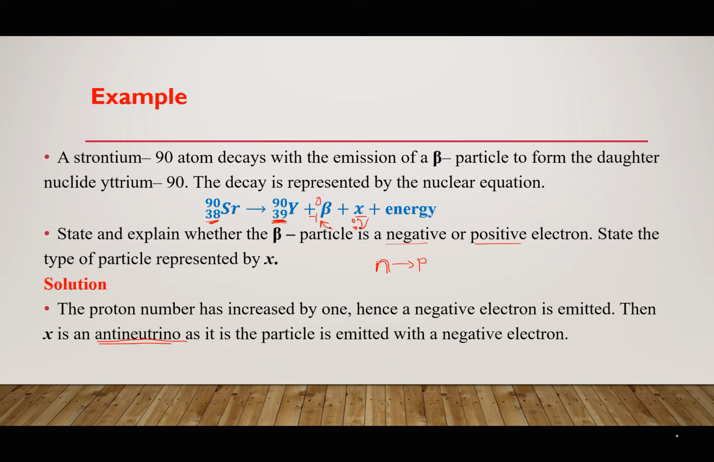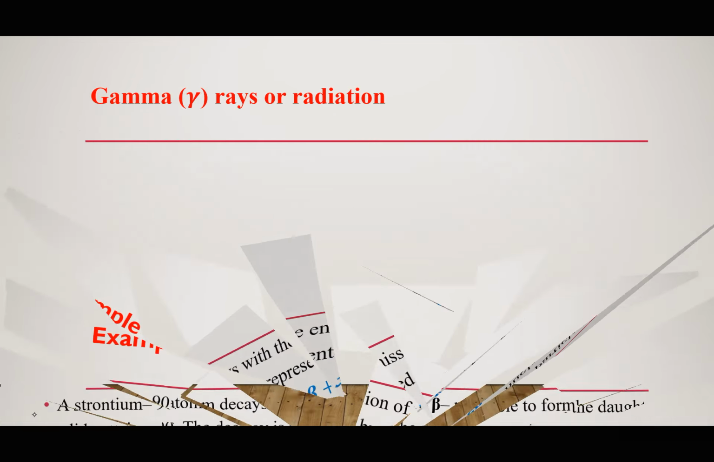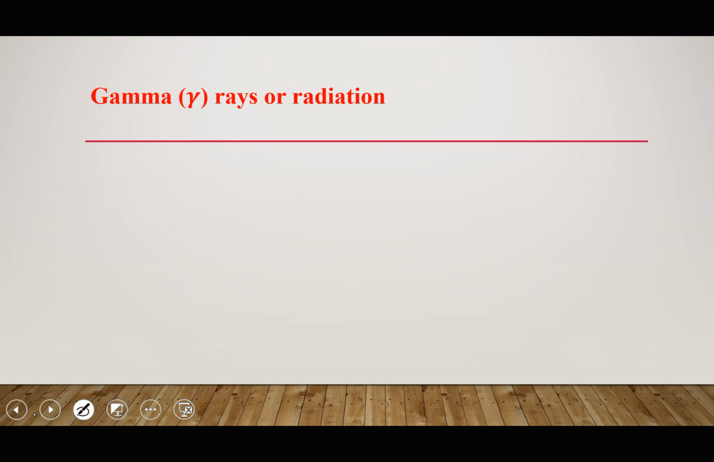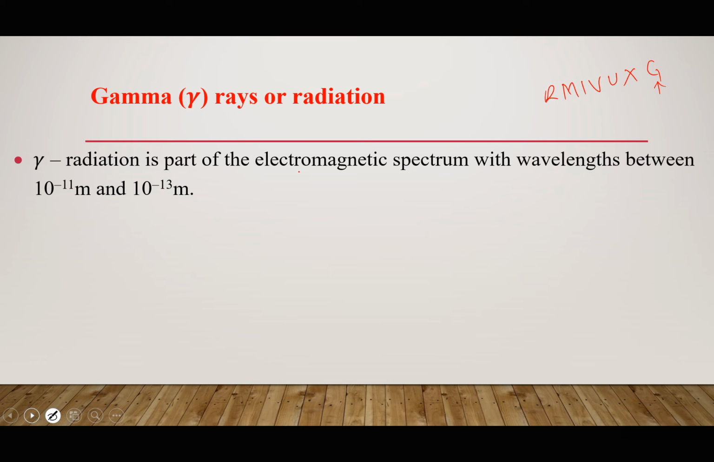Having explored beta particles and alpha particles, let's also talk about gamma radiation. We know that gamma radiations are electromagnetic radiations. So these are electromagnetic waves because they belong to the electromagnetic spectrum. We shall simply say gamma radiation is part of the electromagnetic spectrum with wavelengths between 10 to the power of minus 11 meters to around 10 to the power of 13 meters.